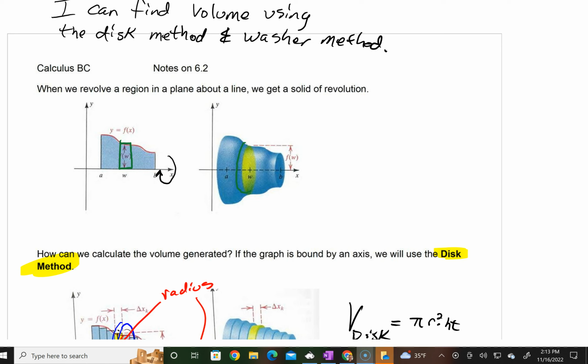Okay, so Calculus BC lesson 6.2. This is just half of it. This is half of 6.2. We're going to move beyond finding area between two curves. Today we're going to find volume, and actually today we're only doing one of these methods. We're going to find volume using the disk method.